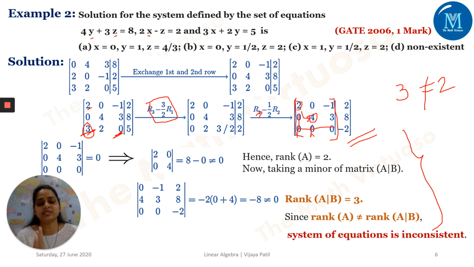Therefore, the rank of A and the rank of A comma B are not equal, and therefore the system of equations is inconsistent, and therefore my correct option is D, which is non-existent. So this is my correct answer. You can put in these extra efforts as well, or you can stop here. Here also it's fine. It depends upon how you are training your mind.